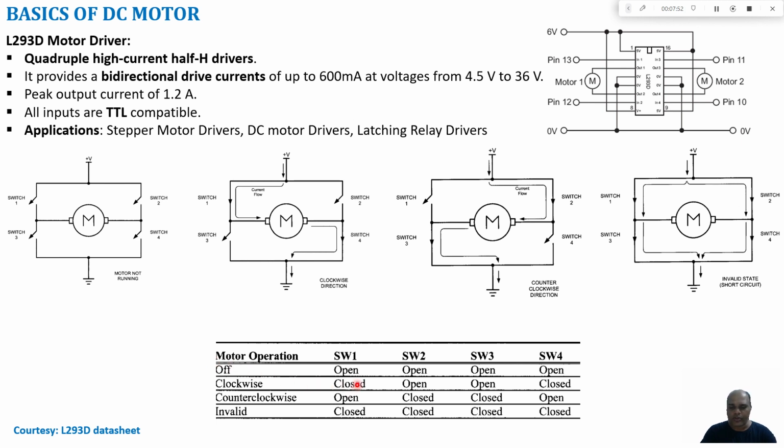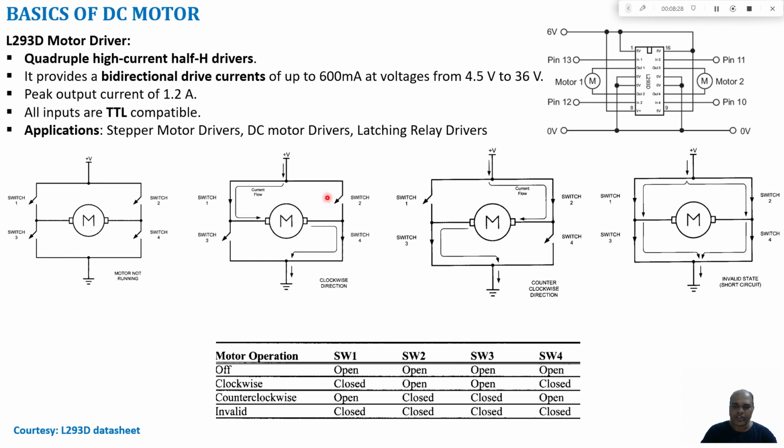If I close switch 1 and switch 4, with switch 2 and switch 3 open, what happens? The current flows from the positive terminal of the battery, goes through switch 1, and enters the motor on one side and leaves the motor on the other side. It passes through switch 4 and reaches the ground terminal. Since the current is flowing into the motor, the motor starts rotating in one direction. Let us assume that direction is clockwise.